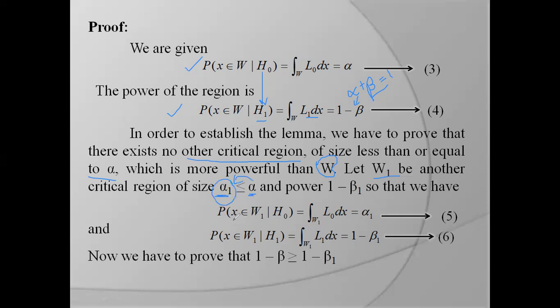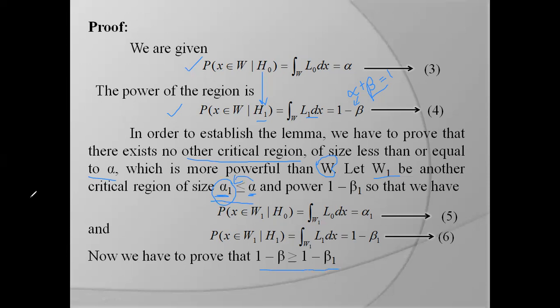The probability of x belonging to W1 under H0, that means the probability of rejection in W1 under H0, is equal to alpha 1, and the probability of acceptance under H1 equals 1 minus beta 1. We know alpha 1 is less than or equal to alpha. Now we have to prove that 1 minus beta is greater than or equal to 1 minus beta 1.